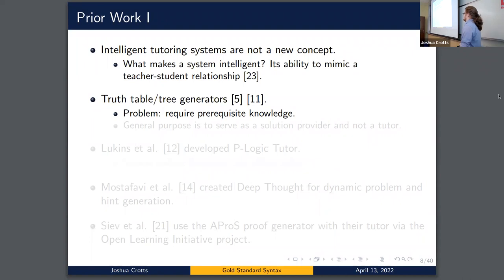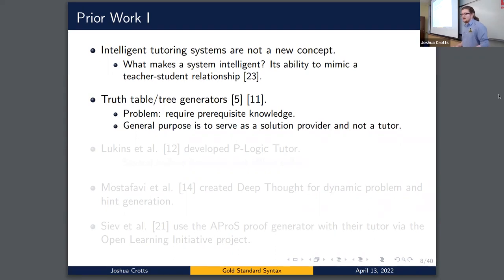Okay, so taking a step back, we have the truth table and truth tree generators. They're all over the place. And like I said, they often require prerequisite knowledge of actually using them. Another problem is that they often serve as a solution provider and not a tutor. So you input a formula, you get a solution. What do you take away from that? Usually not a whole lot.